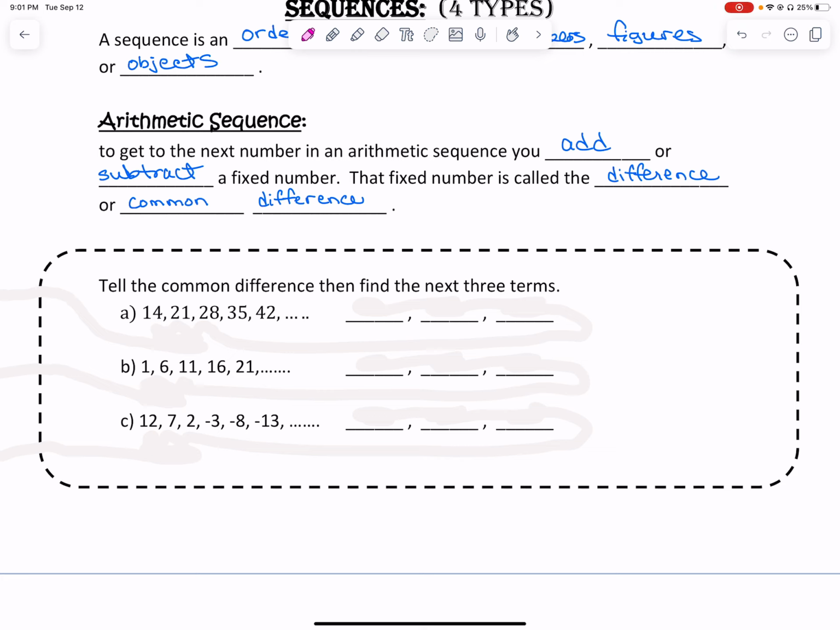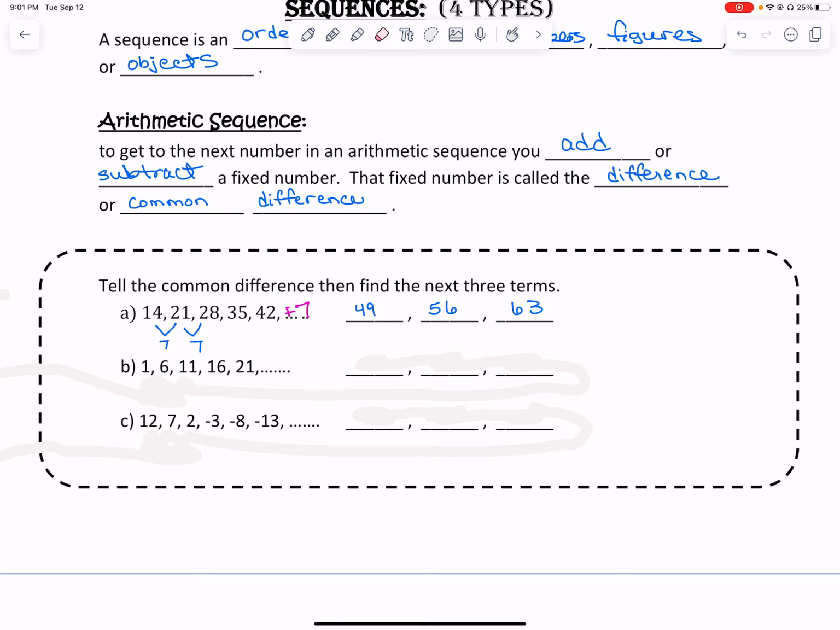Then we're supposed to find the next three numbers. To get this number right here, we just add 7. That'll give us 49. Then to get to the next one, we add 7 more. From here to here, we add 7, and from there to there, we add 7. So we're going to get 49, 56, and 63.